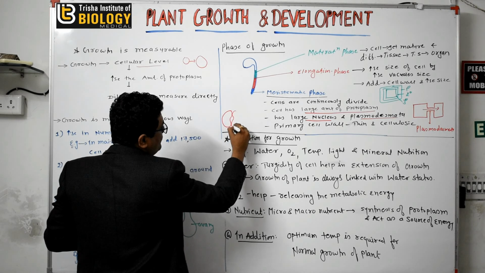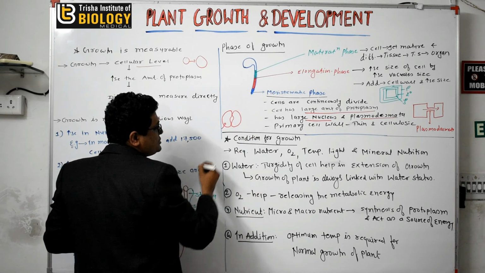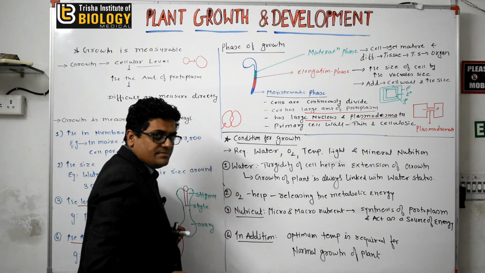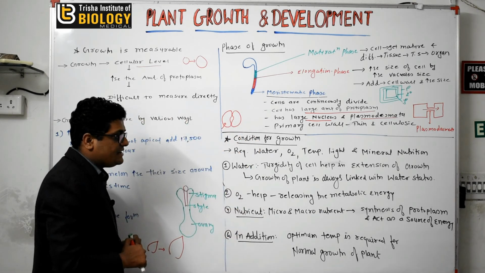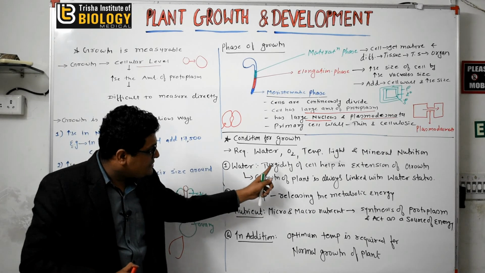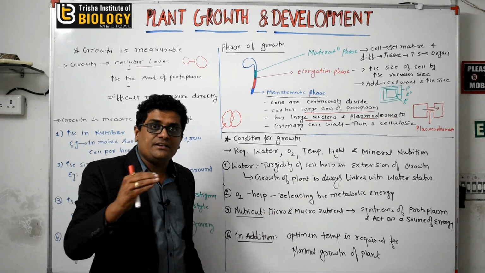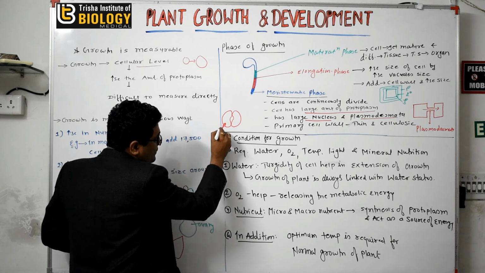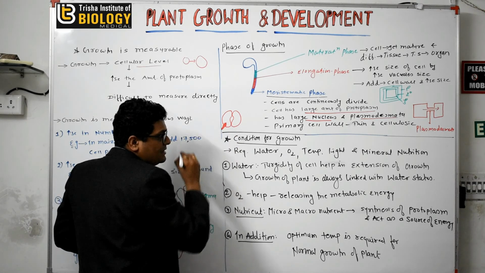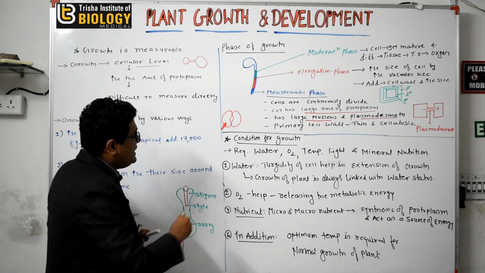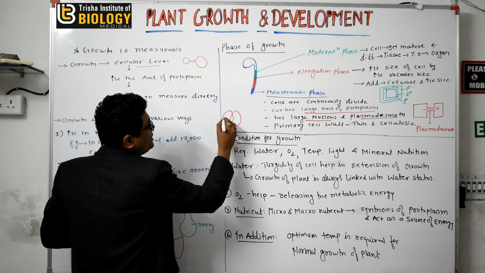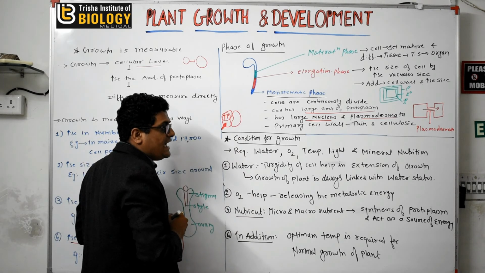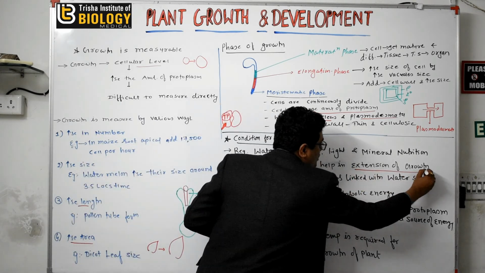so we all know that when water enters into the stomata, the size of the guard cell is increased and the turgidity of the cell is increased. So always water, the turgidity of the cell, when the water enters into the cell, it is called endosmosis. Means when the water enters into the cell, the turgor pressure inside the cell is increased, and it helps in the extension of the growth.